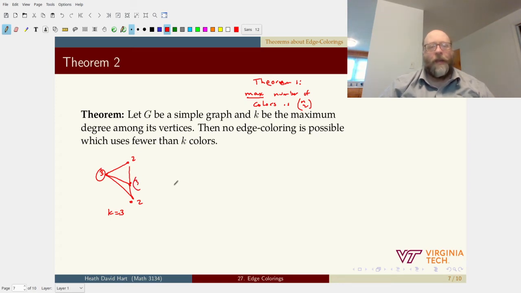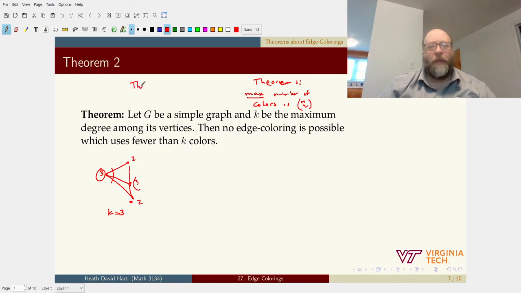Well, then I can't have any edge coloring with fewer than K colors, because if I only used 2 colors, 2 of these 3 edges would have to have the same color, and then I'd have a repeat of a color at a vertex, and I'm not allowed to have 2 edges of the same color come together at the same vertex. That wouldn't be a matching. And so it's pretty clear that we would have to have at least 3 different colors because we have 3 different edges that all share the same vertex. I'm not even going to take the time to write a proof of that. I think the picture makes it clear why.